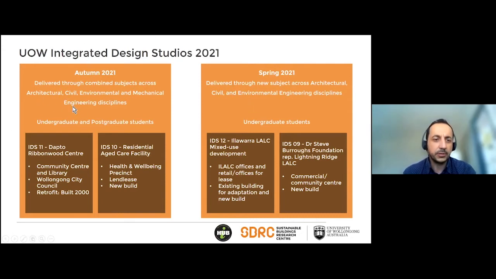For the first 2, we have just submitted our final report last Friday, and we completed all the classes about 4 months ago, and those involved undergrad and postgrad students, while the other 2 that we're running this semester only have undergrad students. The disciplines involved in these studios are architectural, civil, and environmental engineering in this case, while last semester we also had mechanical engineering in the classes.